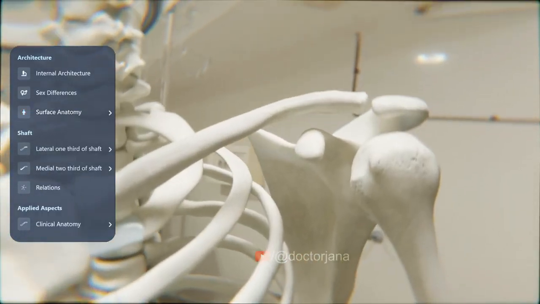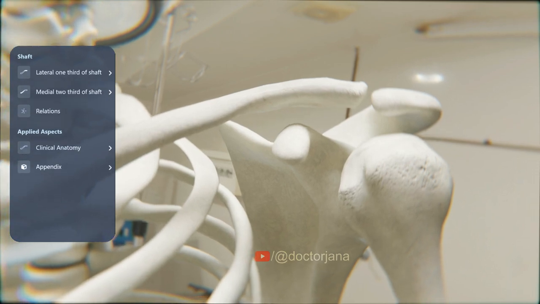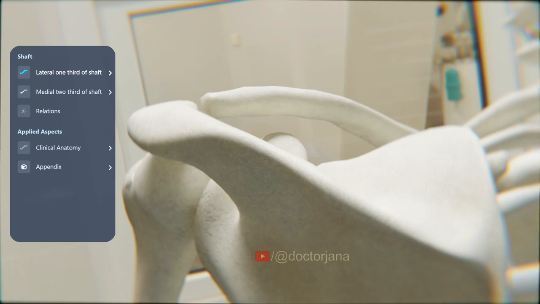Now, let's focus on the lateral 1/3 of the clavicle. It is flattened above downwards, so it has two surfaces. This is the superior surface, and this is the inferior surface. It also has two borders. This is the anterior border, and this is the posterior border.